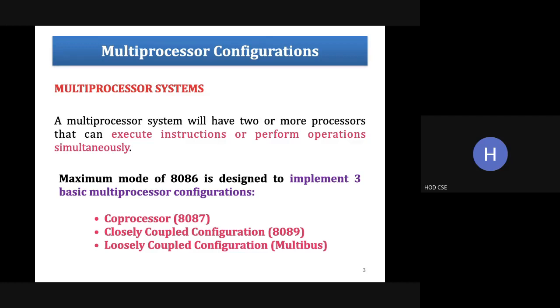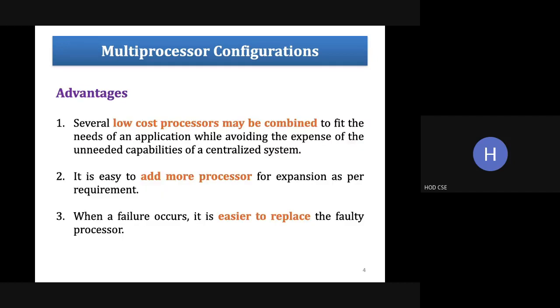A multiprocessor system will have two or more processors that can execute instructions or perform operations simultaneously, since in the 8086 processor the execution is parallel. There are three basic configurations here: coprocessor configuration, which is the 8087, closely coupled configuration, and loosely coupled configuration. You have heard these words now in OS, tightly coupled and loosely coupled. Okay, let us see the coprocessor first.